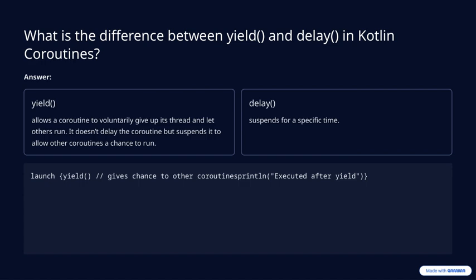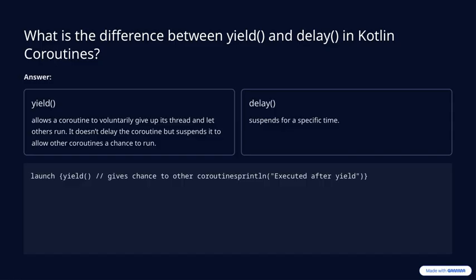On the other hand, delay suspends the coroutine for a specific amount of time, effectively pausing it without blocking the thread. This is handy when you need to wait for a certain period, like waiting for a timer or delaying repeated actions. In the example here, we launch a coroutine that calls yield, which gives other coroutines a chance to run before it continues. After that, it prints a message showing how yield cooperates with other coroutines without blocking. Understanding this distinction helps us write more efficient and cooperative asynchronous code, fitting into the broader theme of managing concurrency smoothly in Kotlin.